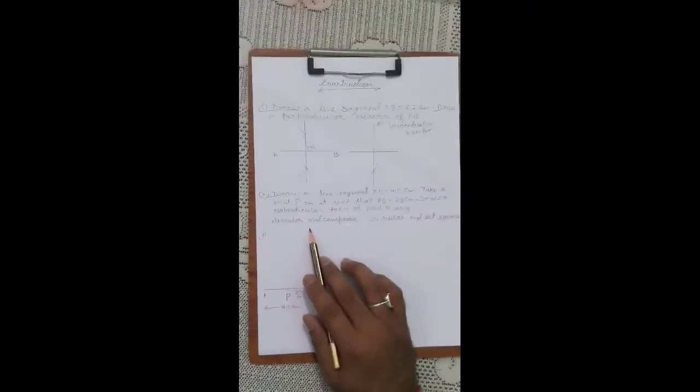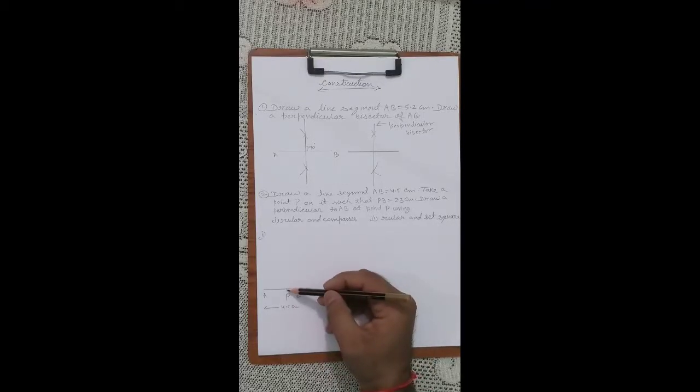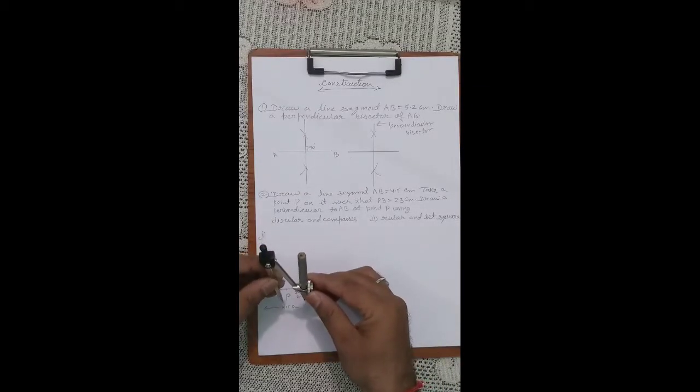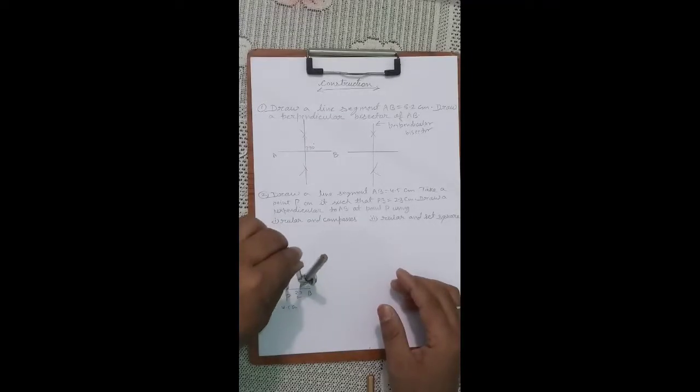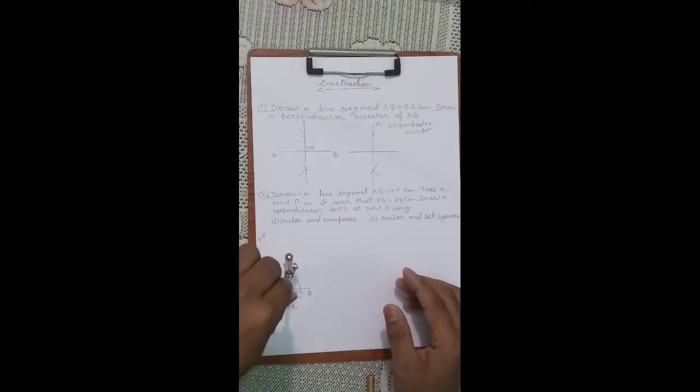Your this PB is 2.3 centimeter and this complete AB is 4.5 centimeter. Now with the help of ruler and compass we have to draw a perpendicular at point P. Children, you should know perpendicular means 90 degree. That means at point P we will draw the 90 degree angle. So see carefully how to draw. Take P as a center. Make one semicircle. See this one.